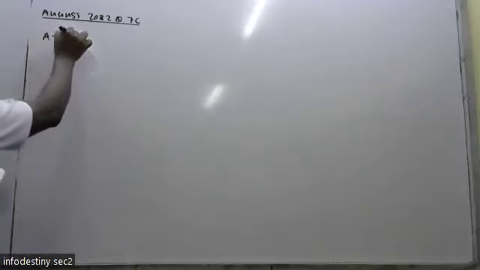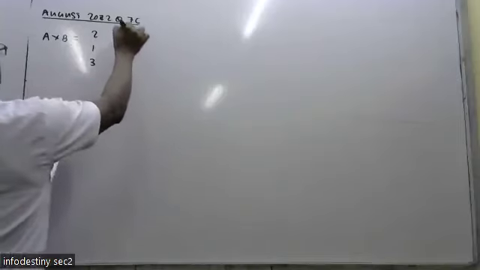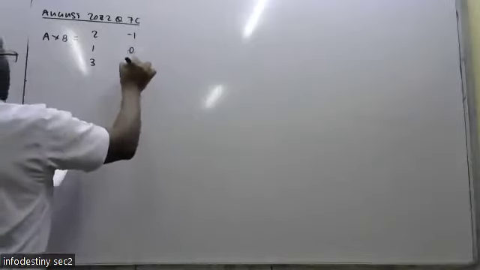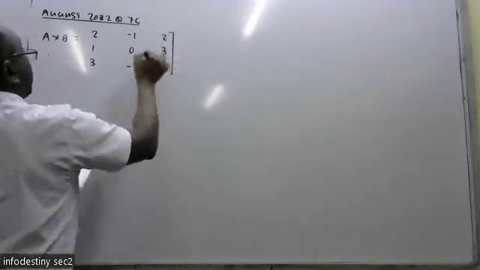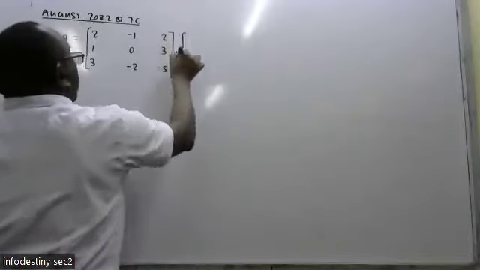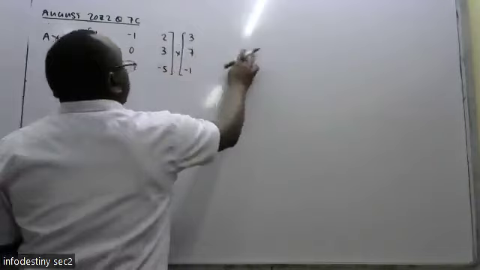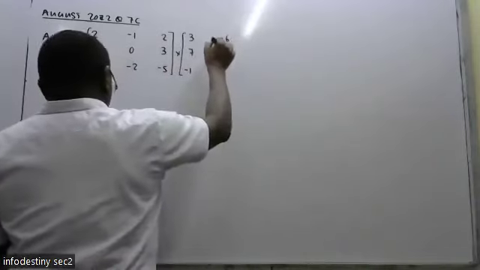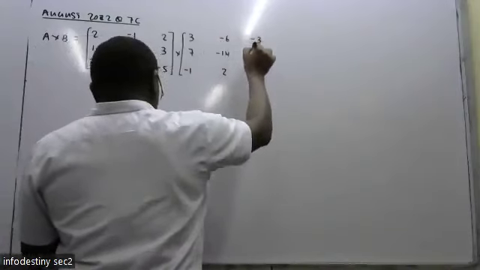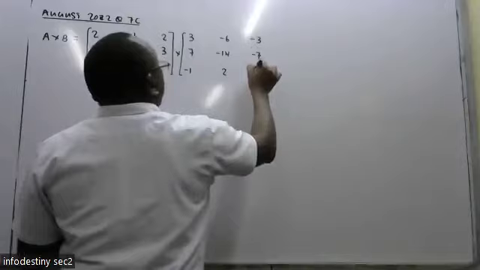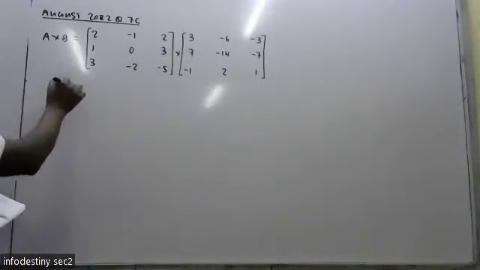So A times B is 2, 1, 3; minus 1, 0, minus 2; 2, 3, minus 5. This one you multiply by 3, 7, minus 1; minus 6, minus 14, 2; minus 3, minus 7, and 1. Haya. Twende kazi. Give me the answer.